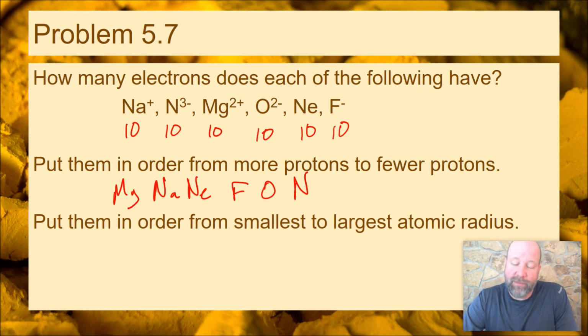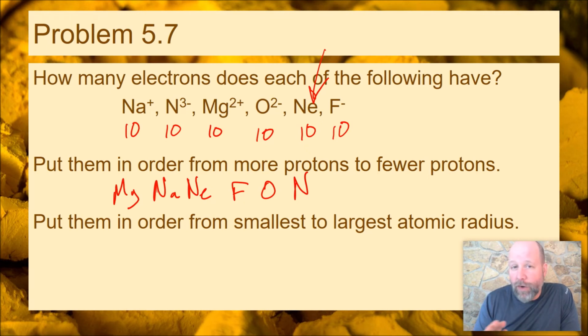Put them in order from smallest to largest atomic radius. So these guys all have the same number of electrons in the same shell. They've got the same number of shells as our neon here. They're basically a full shell. But some of them have more protons, and if they have more protons, that means they're going to pull harder on that shell. That effective nuclear charge is going to be greater. Remember our old friend Zeff? That's our effective nuclear charge.